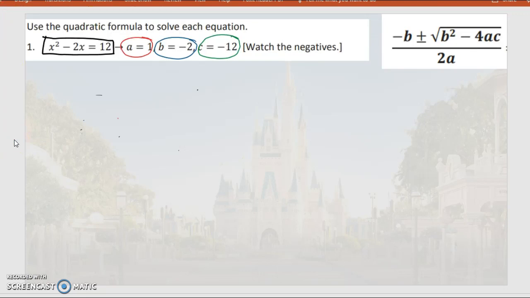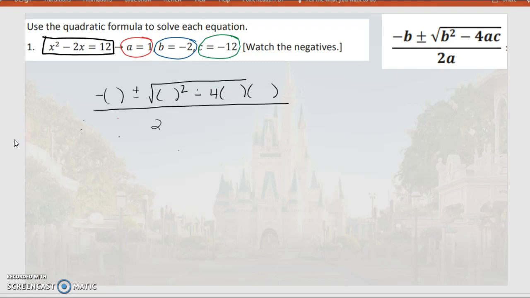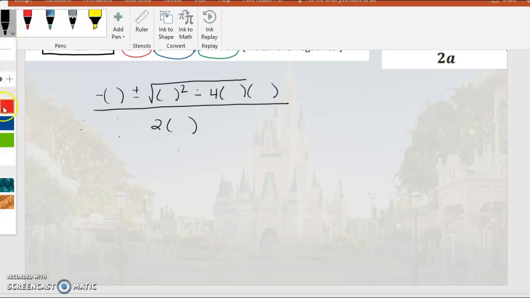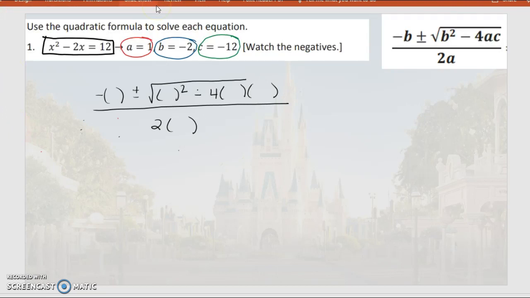So I'm going to recopy the formula, but wherever I see an A, B, or C, I'm just going to leave it blank because I'm going to fill that in a little bit later. Minus 4 times A times C all over 2 times A. All right, so let's go ahead and use this formula. So A is our red color, and it looks like the only place that you're ever going to see an A is right here in that first open parenthesis. So if A is 1, then I'm going to put a 1 here.